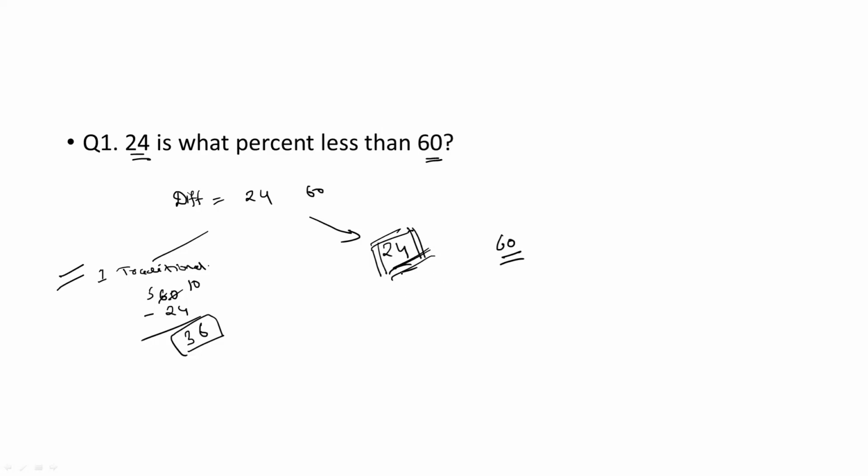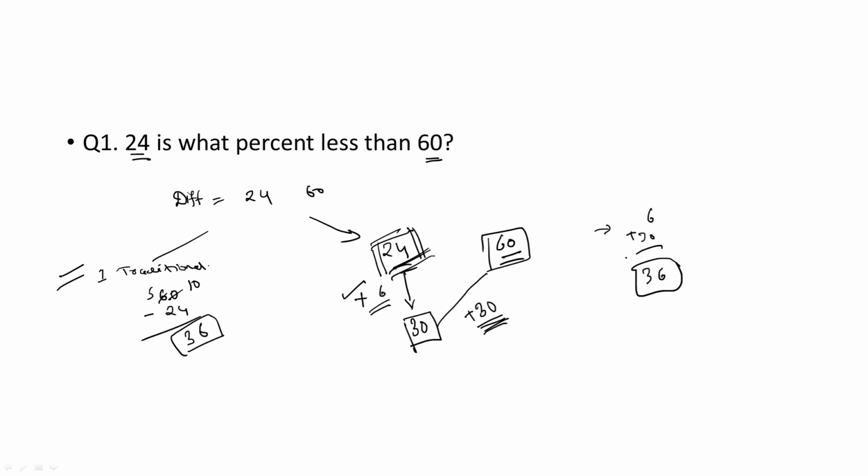You have to make this 24 a whole number. By adding 6 to 24, we make it 30. And again, we need 60 and we have 30 now. We have to add 30 more to get 60, since 30 plus 30 is 60. So first we added this 6 and then we added this 30. In total we added 6 plus 30, that is 36. This is the difference between 24 and 60.